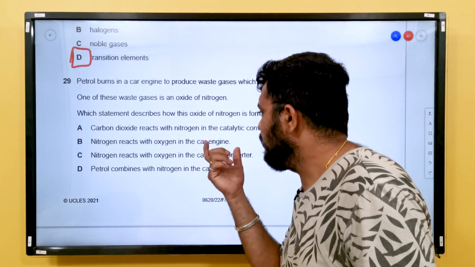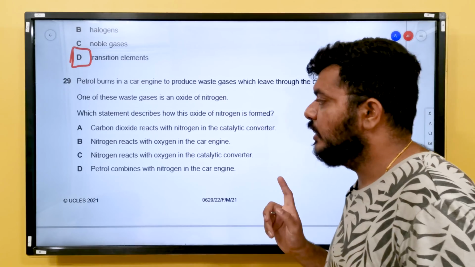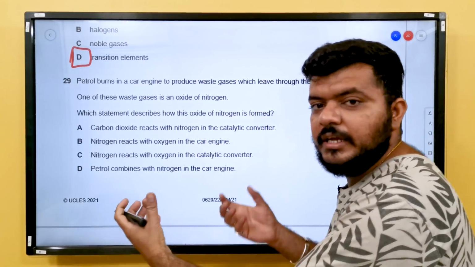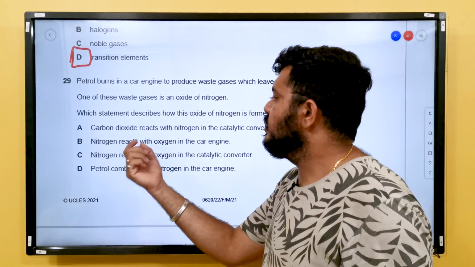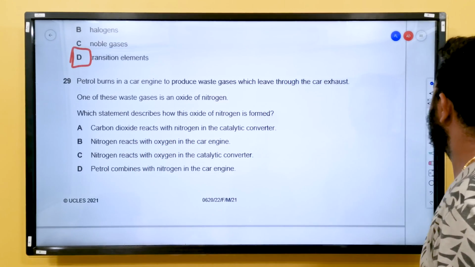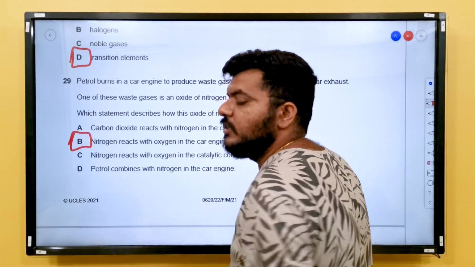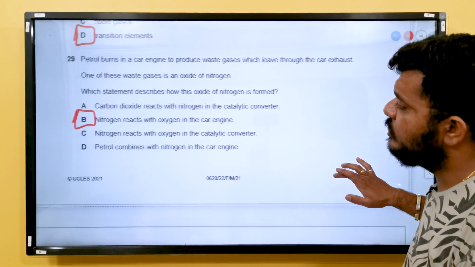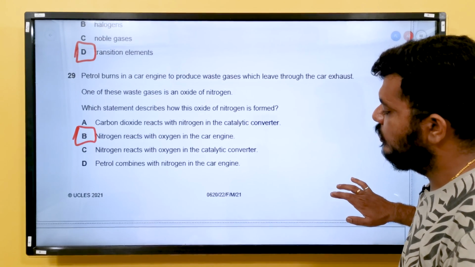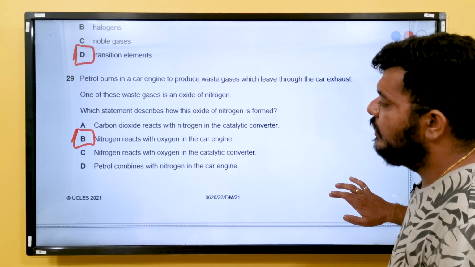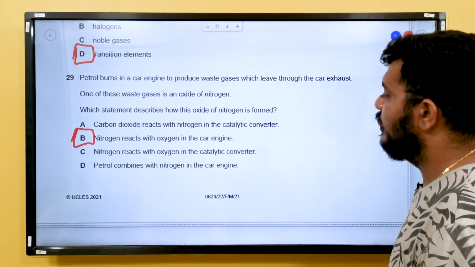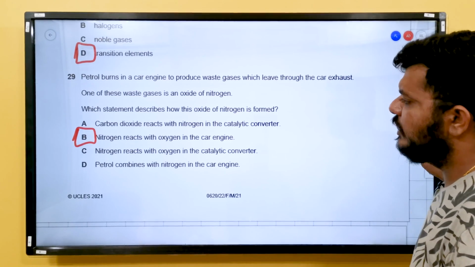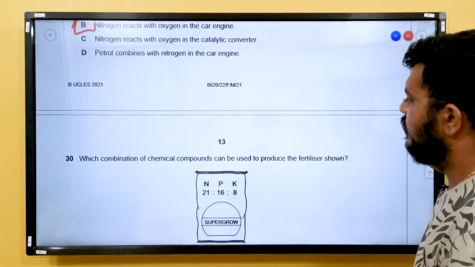Carbon dioxide reacts with nitrogen in the catalytic converter. No, carbon monoxide and nitrogen monoxide react to form carbon dioxide and nitrogen. Okay, nitrogen reacts with oxygen in the car engine, and this seems to be the correct answer. So option B. Nitrogen then reacts with oxygen in the catalytic converter? No, nitrogen does not react with oxygen in the catalytic converter. And petrol combines with nitrogen in the car engine? No, that is the least possible variation.